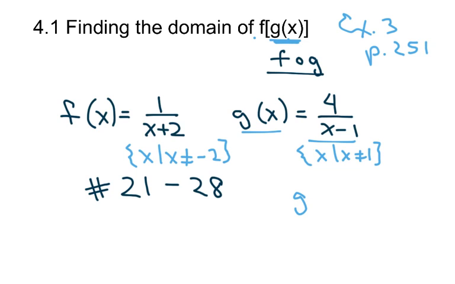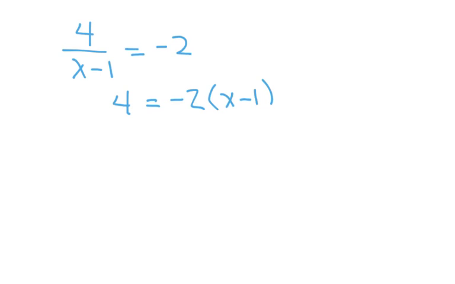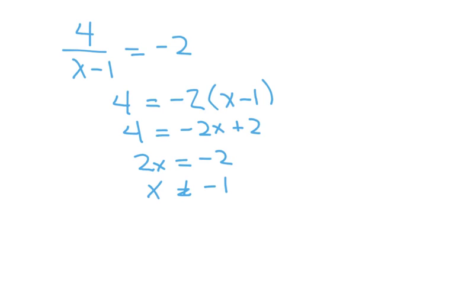So g of x cannot be -2. So we're going to figure out where g of x cannot be -2. Basically we're going to set g of x to -2 and solve, and we get 4 equals -2 times x minus 1, and that equals 4 equals -2x plus 2, and we get 2x equals -2, so x cannot be -1. So we're also going to exclude -1.